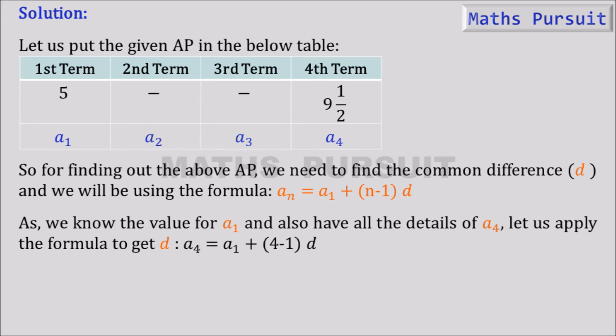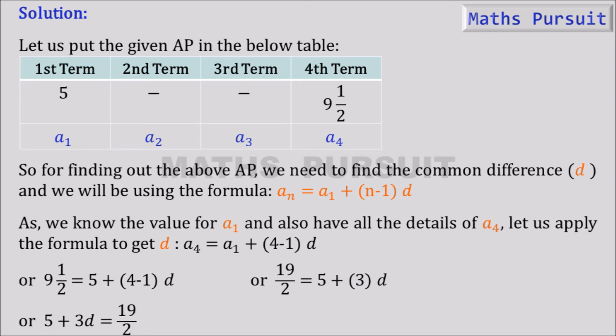A4 is equal to A1 plus 4 minus 1 into D, or 9 1 by 2 is equal to 5 plus 4 minus 1 into D. Because the value of A4 is 9 1 by 2, that is equal to 5, A1 value is 5 plus N minus 1, N here is 4, so 4 minus 1 into D. Or 19 by 2, just solving 9 1 by 2, we are getting 19 by 2. I believe you know this one, like 9 into the denominator we are getting 18, and 18 plus 1 as the numerator, that is 19, and 19 upon 2 is equal to 5 plus 3D, or 5 plus 3D is equal to 19 by 2.